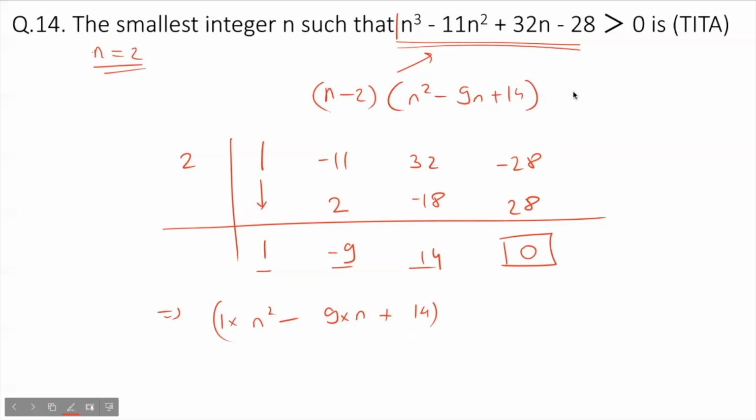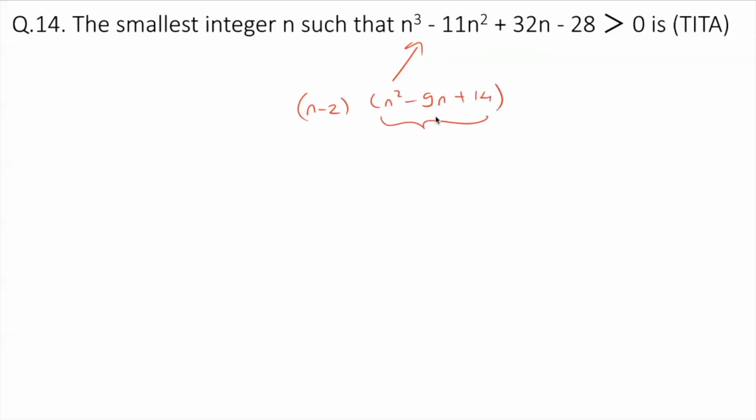All right, now talking about this part, this is a quadratic which can be factorized as two numbers having sum minus 9 and product 14, which will be minus 2 and minus 7. So this entire equation will become n minus 2 square into n minus 7. Now you want this entire equation to be greater than 0, or you want n minus 2 square into n minus 7 greater than 0.